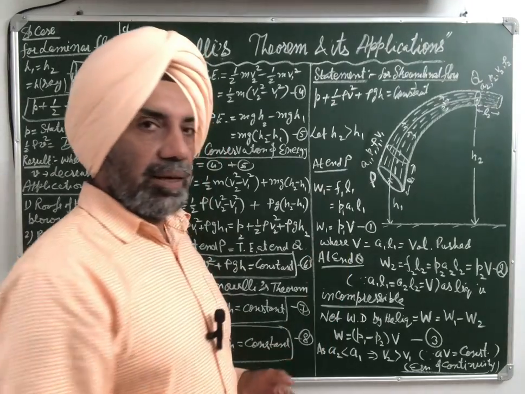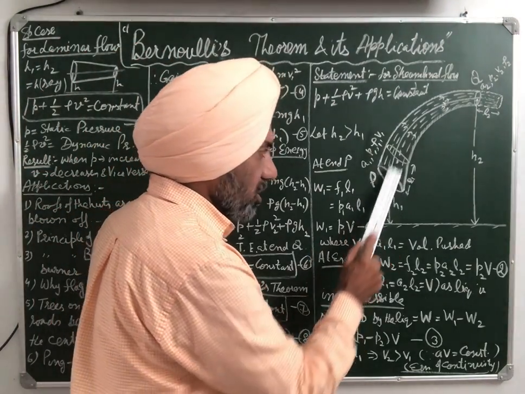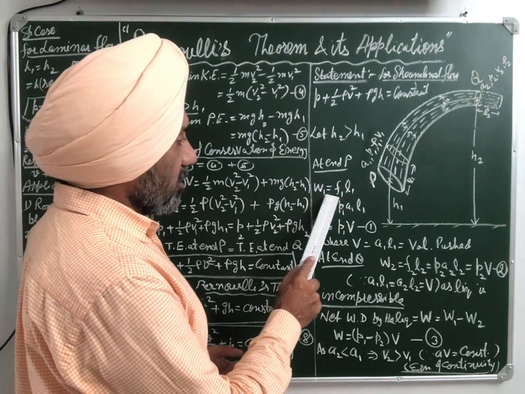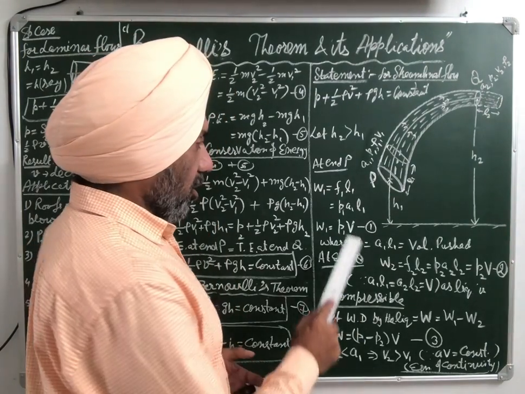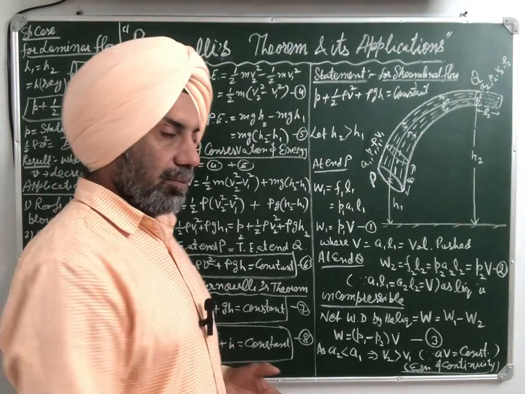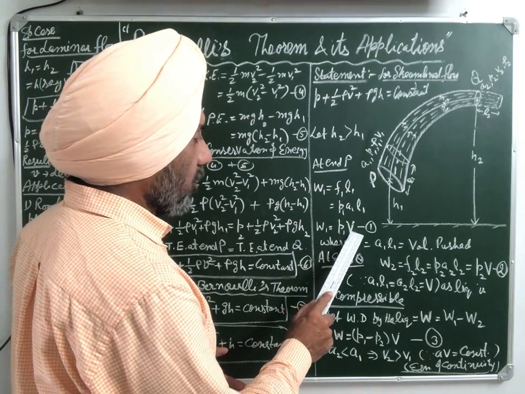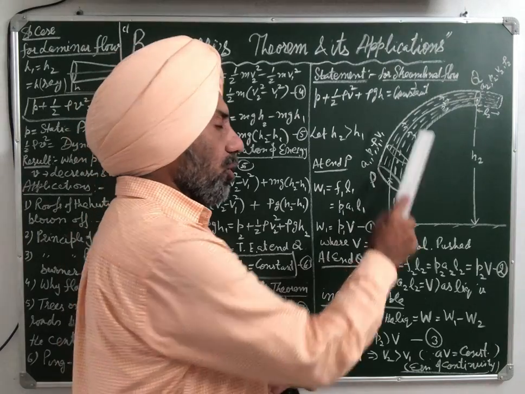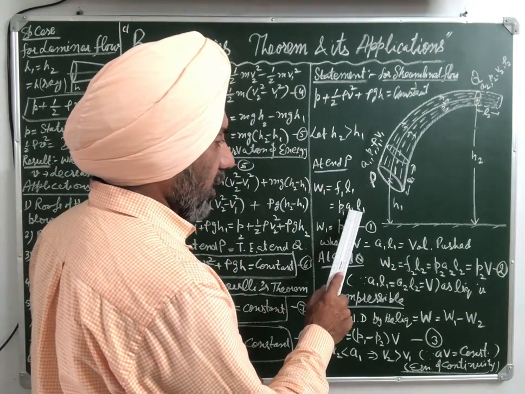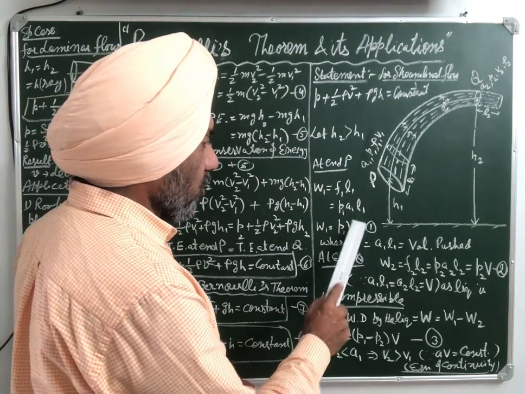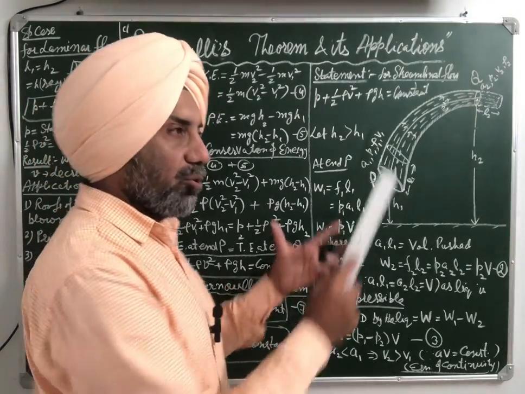Then at end P, the amount of work done in pushing the liquid through distance L1 is given by W1 equal to F1 L1, or F1 is P1 into A1, force is pressure into area, or W1 is equal to P1 into V, where V is the volume pushed per second, per unit time. P1 A1 L1, A1 L1 is equal to V, volume pushed. So this is the amount of work done on the liquid in pushing the liquid.